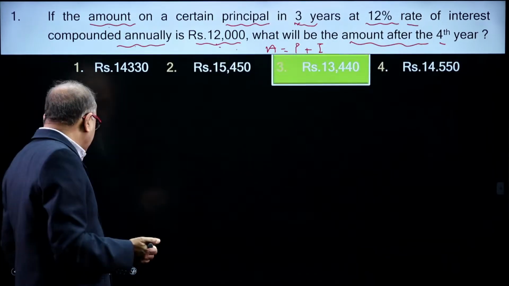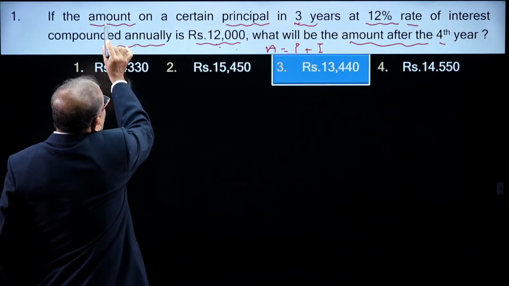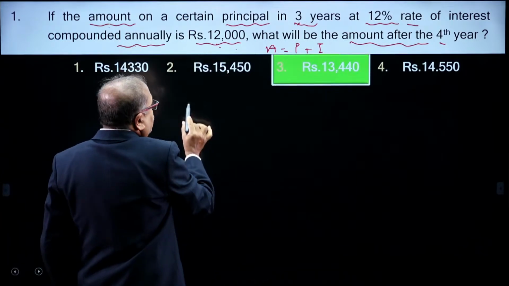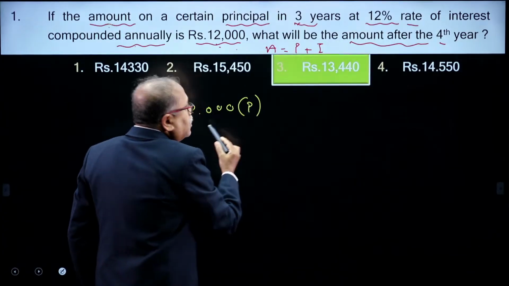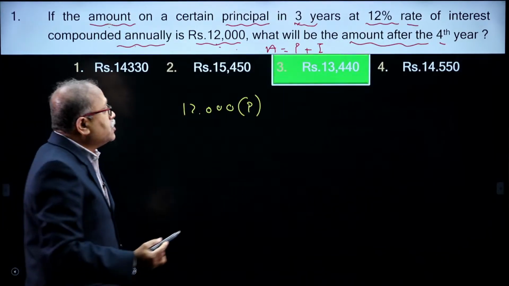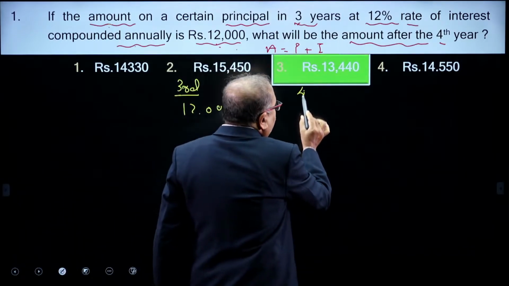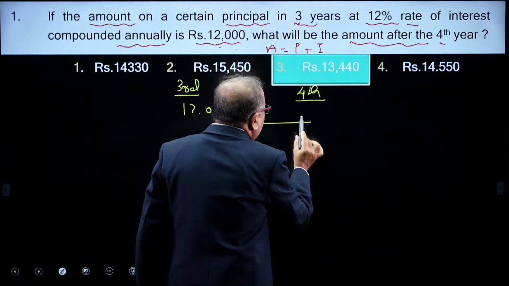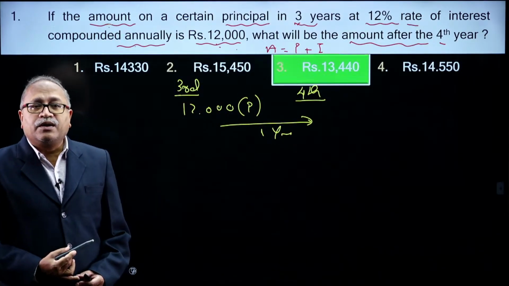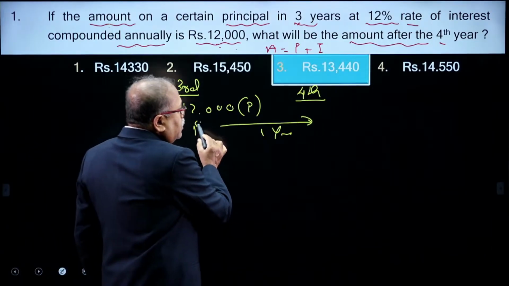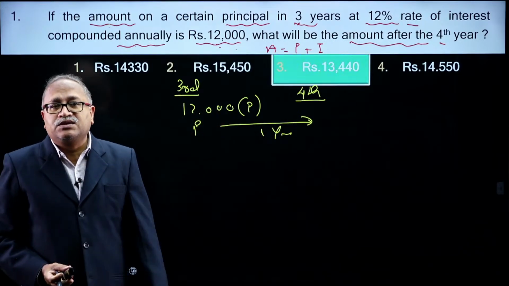What Venkat has understood is that the amount given at the end of 3 years, that is 12,000, becomes the principal, and we need the amount after the 4th year. So this is the end of the 3rd year, and at the 4th year there is only a 1 year gap. So this becomes the principal, and I need to find out the 1 year interest and add it to 12,000 to get the answer.